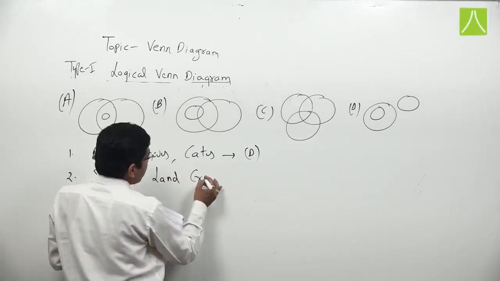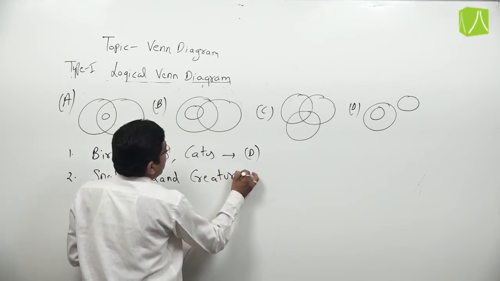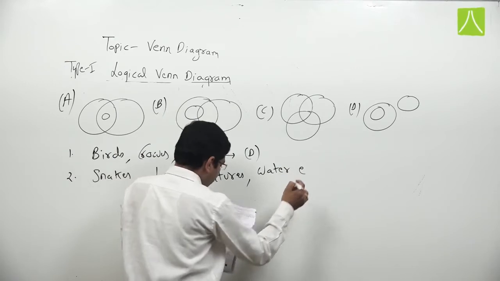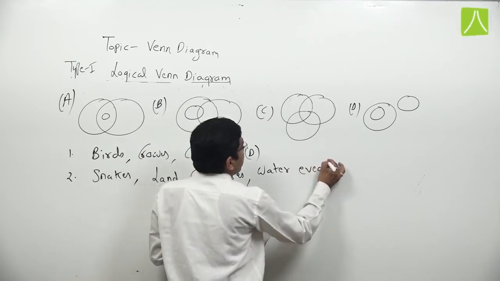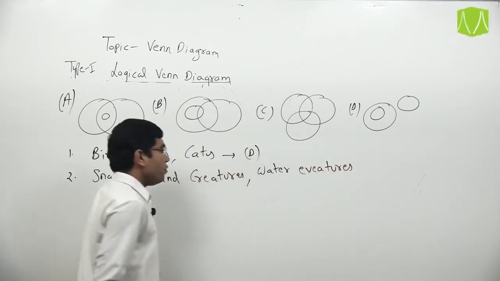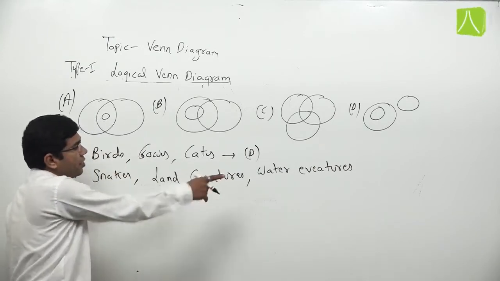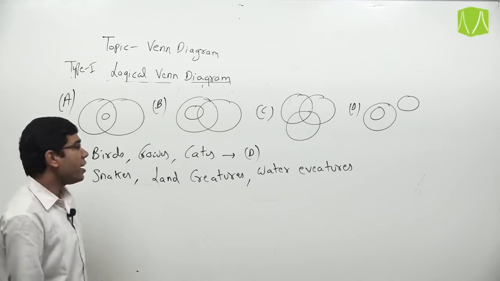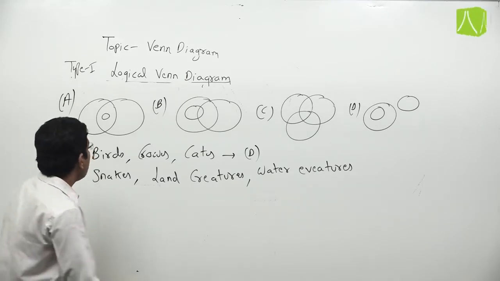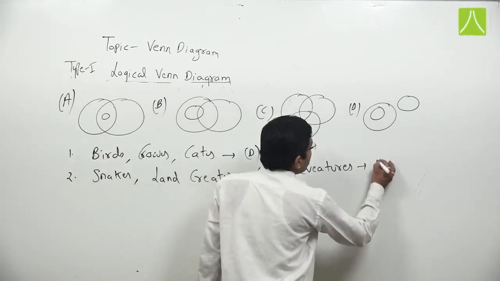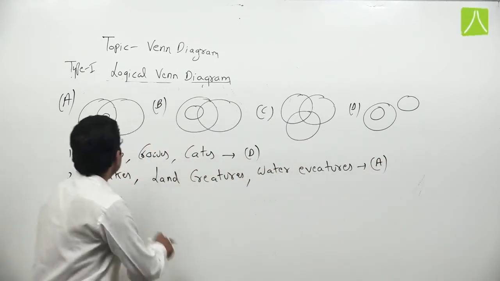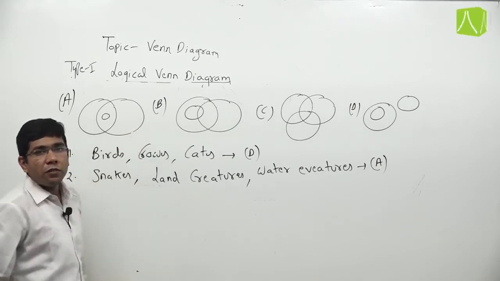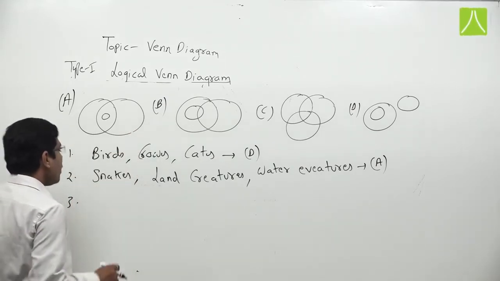land creatures and water aviators. We know that some land creatures are water aviators and snakes is both land creature as well as water aviator. So for this our answer should be option A, because this circle denotes snakes, this denotes land creature and this circle denotes water aviators.